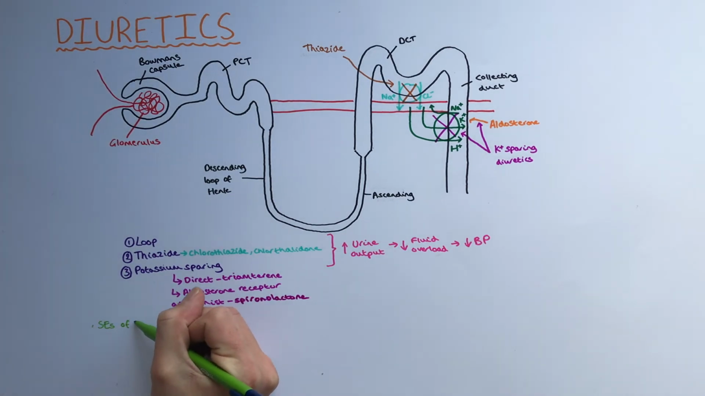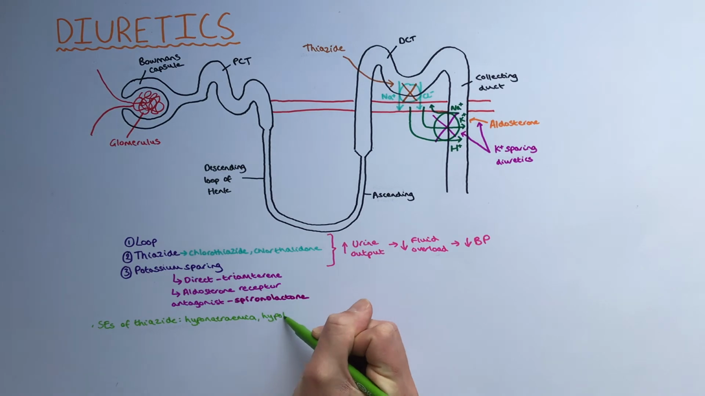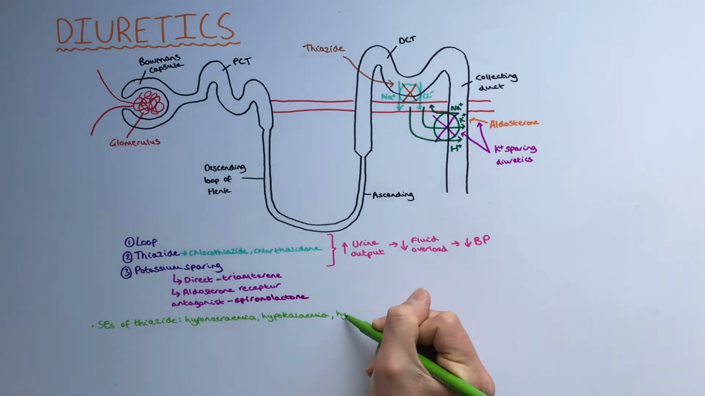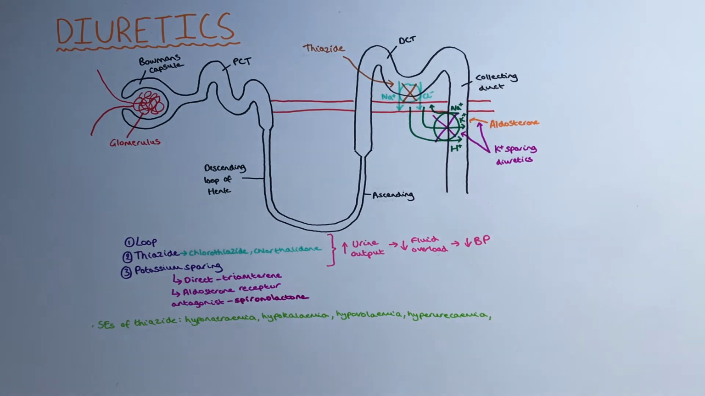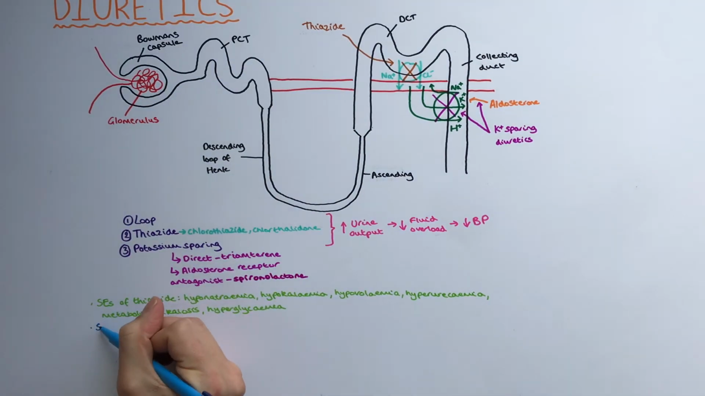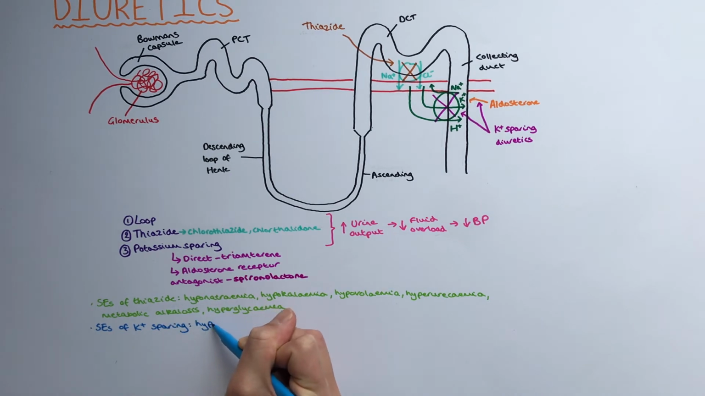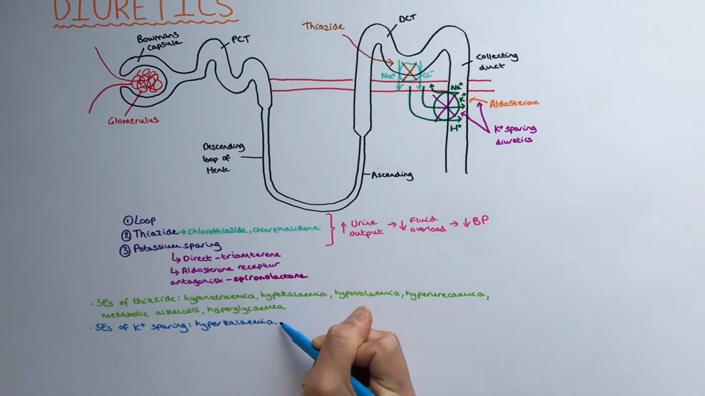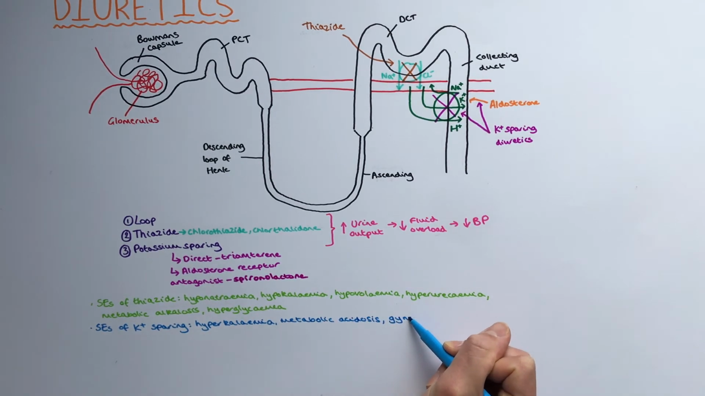Side effects of thiazide diuretics include hyponatremia and hypokalemia due to the loss of these ions, hypovolemia due to the loss of fluid volume, hyperuricemia, metabolic alkalosis, and hyperglycemia. Side effects of potassium-sparing diuretics include hyperkalemia due to the retention of potassium, metabolic acidosis due to the retention of hydrogen ions, and gynecomastia, specifically for aldosterone antagonists.